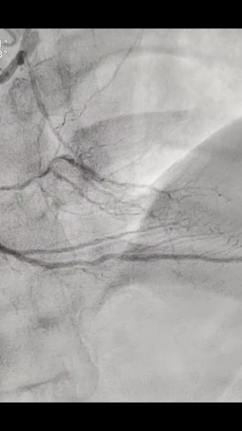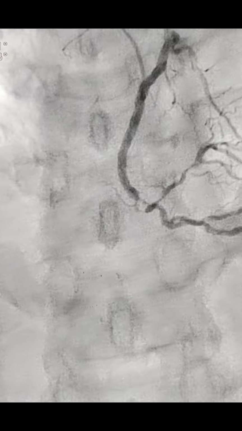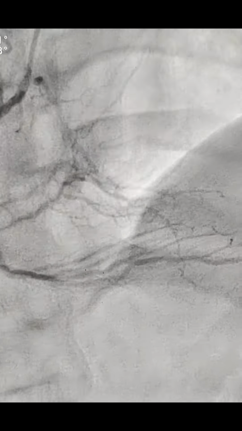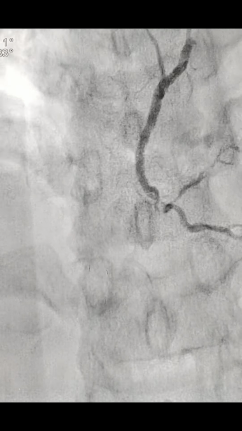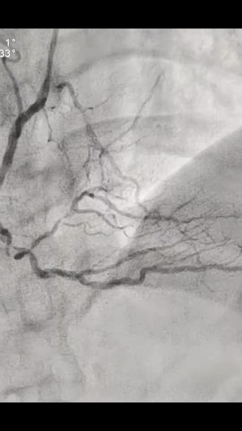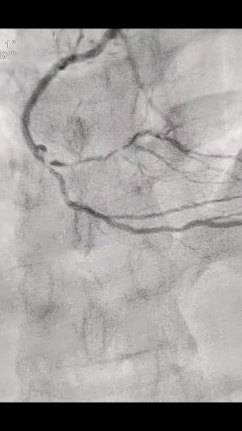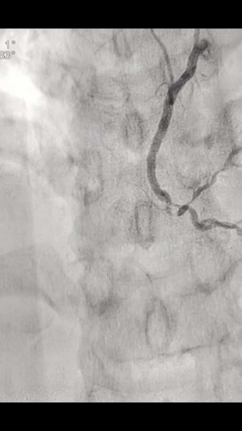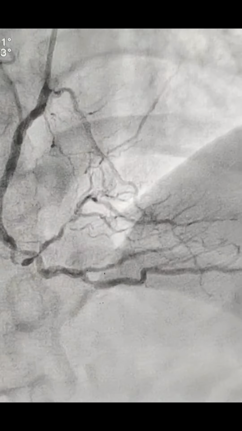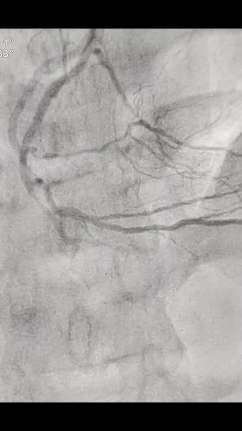And if you see the distal RCA, mid to distal RCA, there is an over 90% lesion, and the PDA and PLVs are small. That is the angiogram of this 37-year-old young patient who doesn't have any risk factor, homocysteine normal, vasculitic profile normal, coagulation profile normal, no factor V mutation, nothing, and with no risk factor. You can see this is the angiogram.